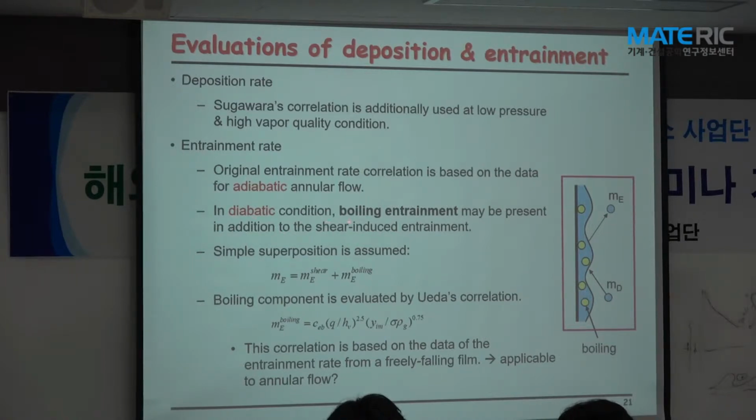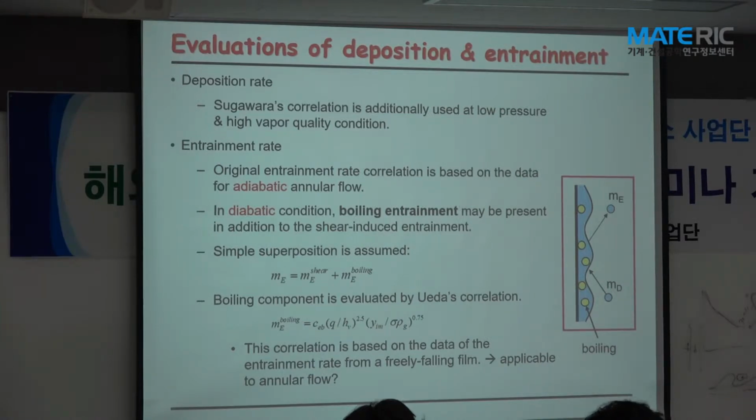So in the diabatic condition, a vapor bubble is created here, and maybe the vapor bubble passes through the interface. In that case, droplet entrainment may be possible. In this case, for shear entrainment, my correlation can be applied, and boiling entrainment may also occur. And also, in my case, Ueda, he is also a professor at the University of Tokyo, developed the boiling entrainment correlation, and I used this one. But this correlation is really questionable.